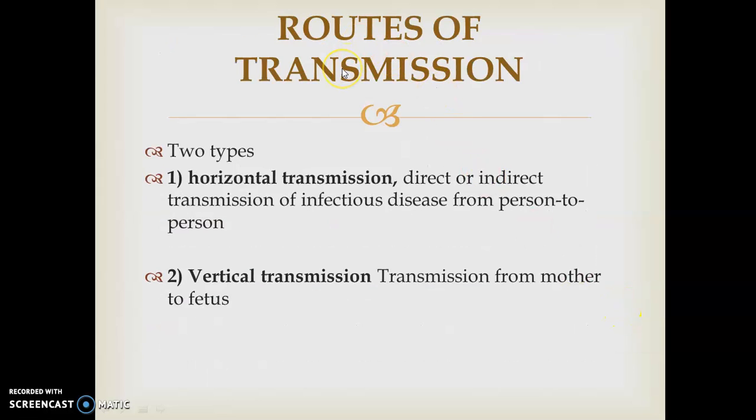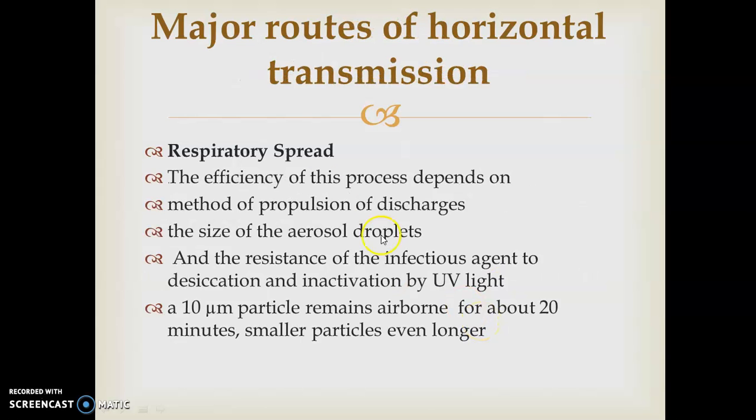Now there are some routes of transmission. There are two types of routes of transmission: horizontal transmission and vertical transmission. Horizontal transmission includes the direct or indirect transmission of infectious disease from person to person. And in vertical transmission, diseases are transmitted from mother to fetus.